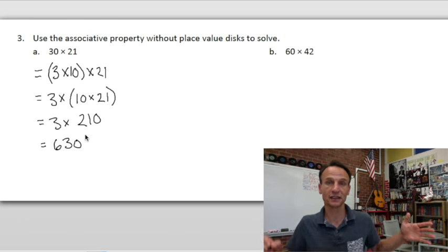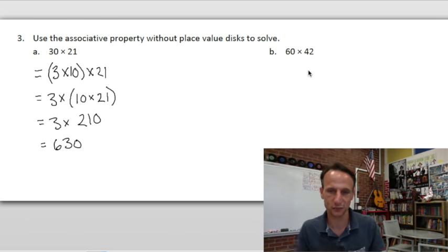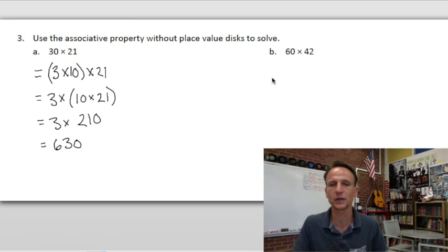And boom, that's it. Yeah! All right, so now this one, the numbers are slightly larger, so it won't be quite as easy, but it will not exactly be challenging either.